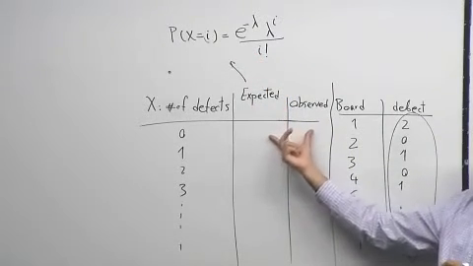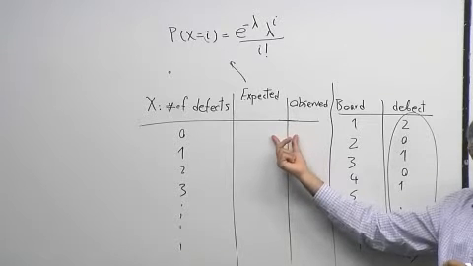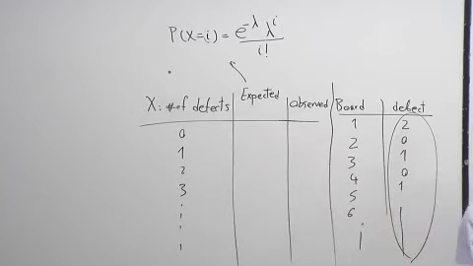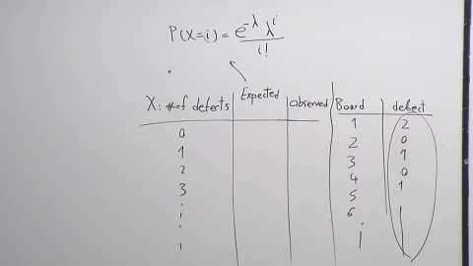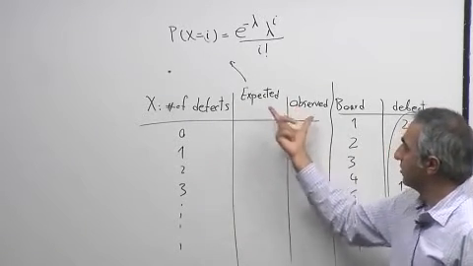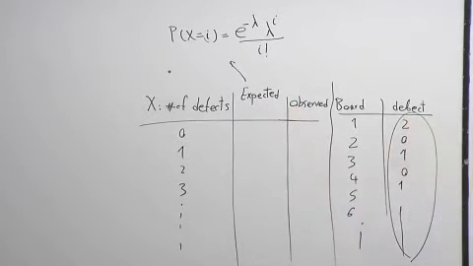Then I compare these two numbers. If they are close, probably it's coming from a Poisson distribution. If they are far, it's not coming from a Poisson distribution. That's the concept behind that. Okay? So what we do, we try to find the difference or deviation from the expected, and then set up a hypothesis test based on that.